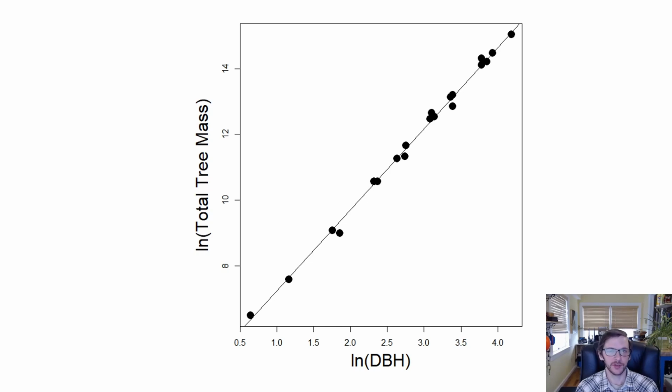This is an example of an allometry. Allometry means other measure, so we take a simple measure and we use it to estimate things that we care about that are much more challenging to measure.